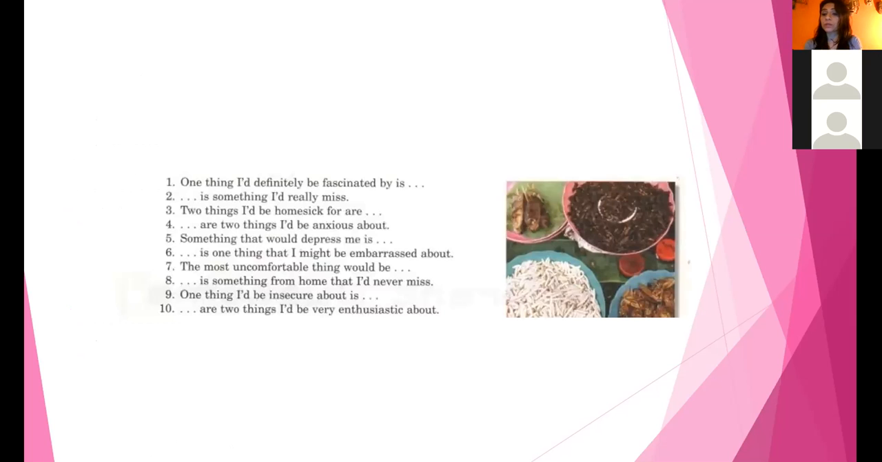And then here, this is what the rest of your classmates are working on right now. Part of the sentence is already done for you, okay? So you just need to finish the sentence. One thing that I would definitely be fascinated by is traveling to another country, all right? And then you would be using it as a subject because it's before the verb be. Yeah? Mm-hmm. Okay? So that's pretty much what we were talking about.